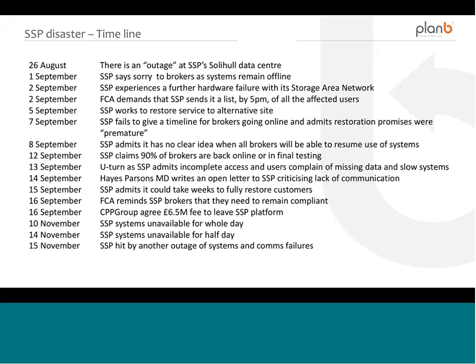And it wasn't until the 13th of September that most brokers got back their systems, and even then SSP admitted that the systems weren't completely back and not all brokers had their systems back. And systems that were back were slow and missing data.